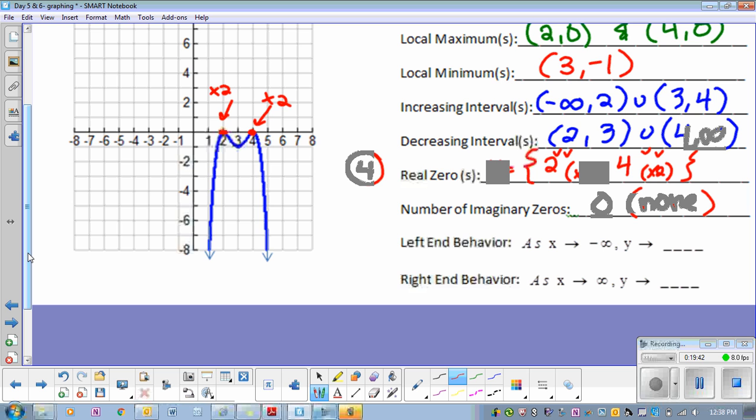So now tell me about the left and right end behaviors. Left end behavior, where's it going? Negative infinity. And what about the right end behavior? Negative infinity. Good. Same thing because it's an even function, or you can look at the graph and they're both going down, right? Okay, any questions about this?